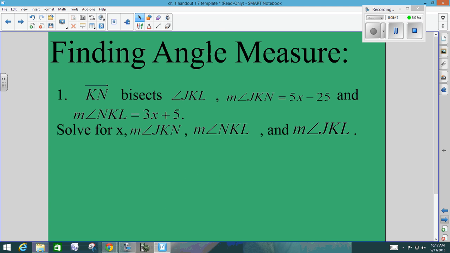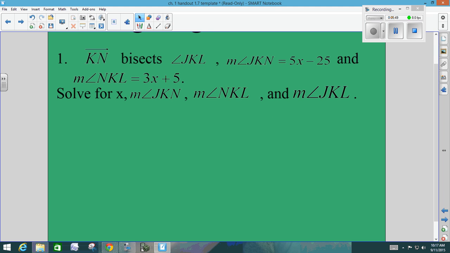So number one says ray KN bisects angle JKL. The measure of angle JKN is 5x minus 25, and the measure of angle NKL is 3x plus 5. We've got to find x and a bunch of angle measures. We're going to start by drawing a picture. Start by drawing the angle. Draw angle JKL.